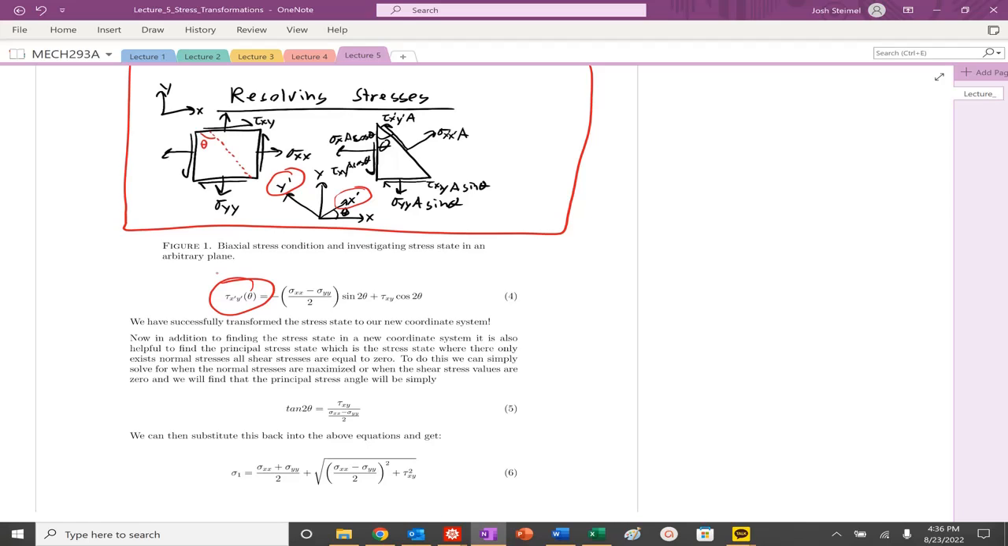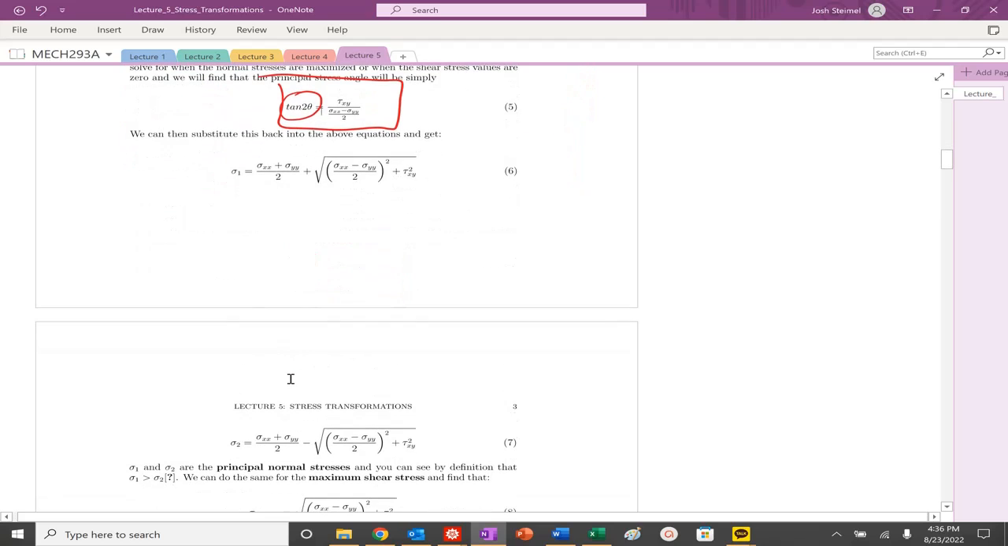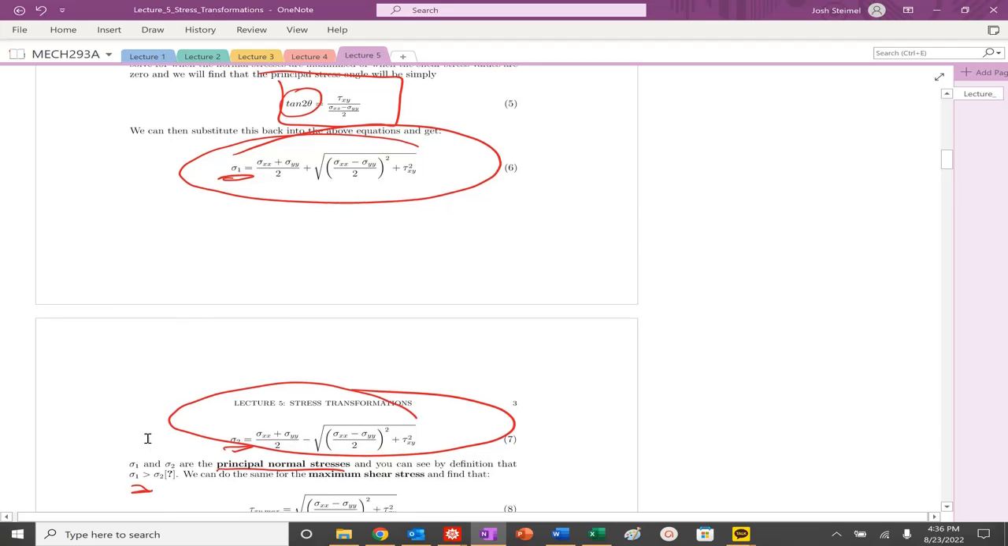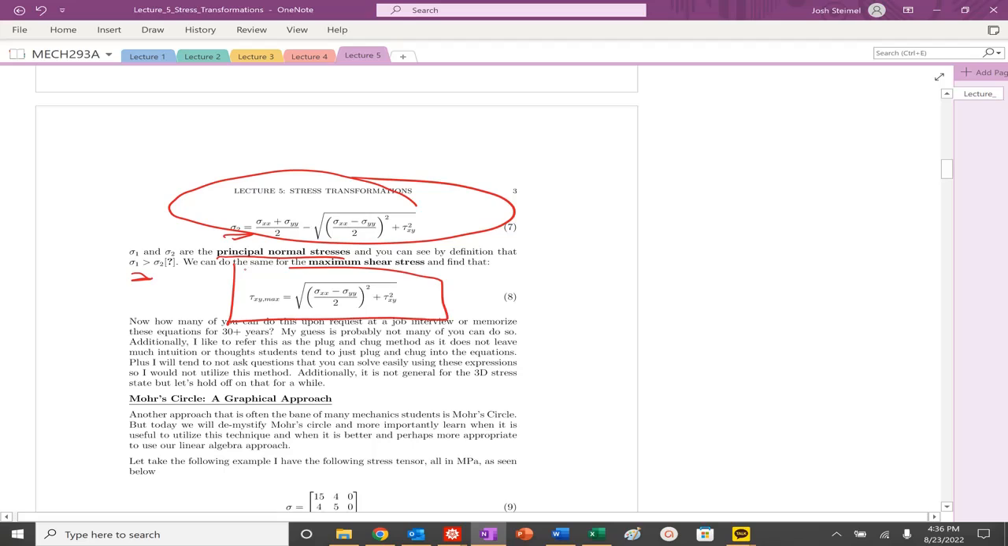We could also figure out what angle is going to give me my maximum or principal stress state, and what are the values of those principal normal stresses, where sigma 1 is always going to be greater than sigma 2. You can do the same thing for maximum shear stresses here. So my question is, can you do this on a job interview? Or are you going to be able to always memorize this equation? And this is very simple, it's not general, this is for a 2D stress state here.